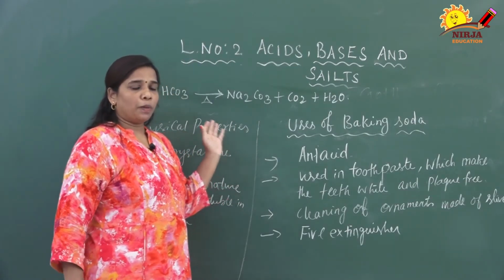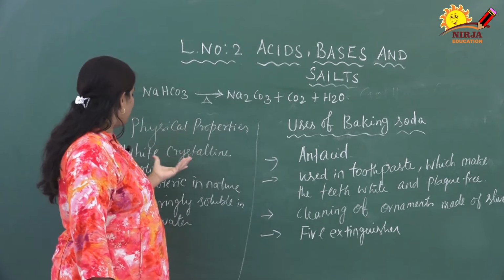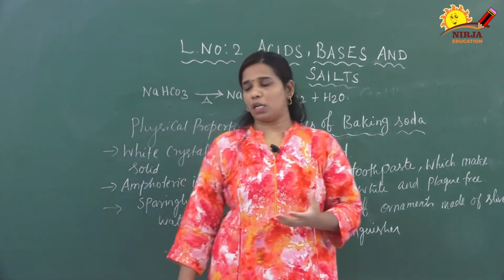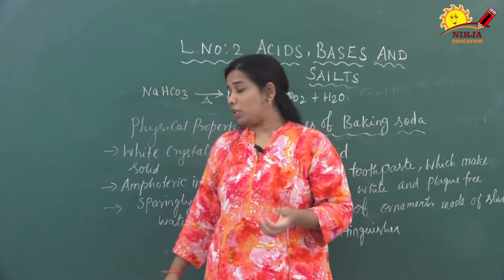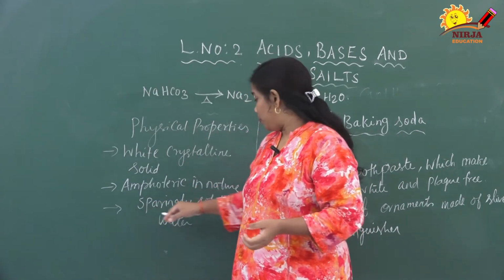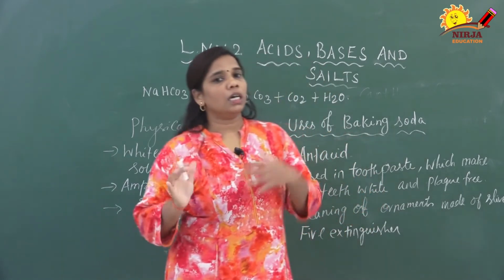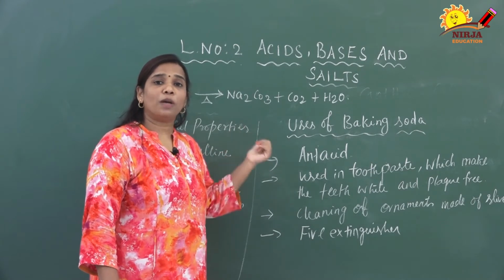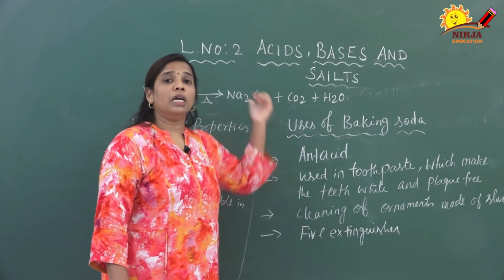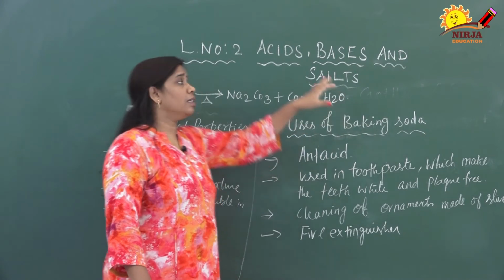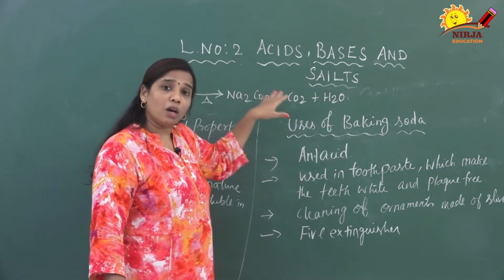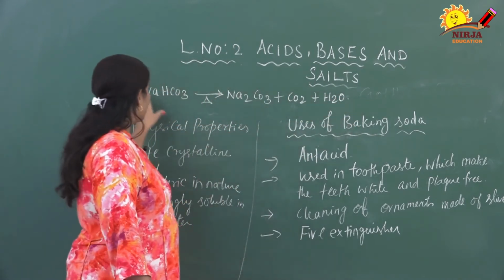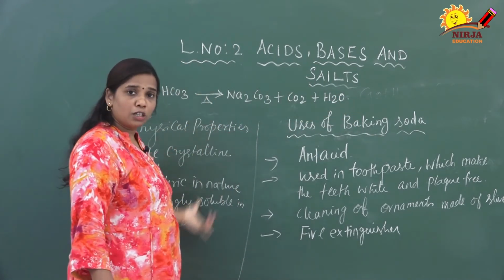These are the physical properties of sodium bicarbonate. They are white crystalline in nature, solid like structure, it makes a fine powder also, and it is amphoteric in nature. I told already, it is sparingly soluble in water. The fourth point I told, when we apply thermal decomposition to sodium bicarbonate, it is converted into another substance called sodium carbonate. Along with sodium carbonate, it produces carbon dioxide as well as water. So this is the thermal decomposition.